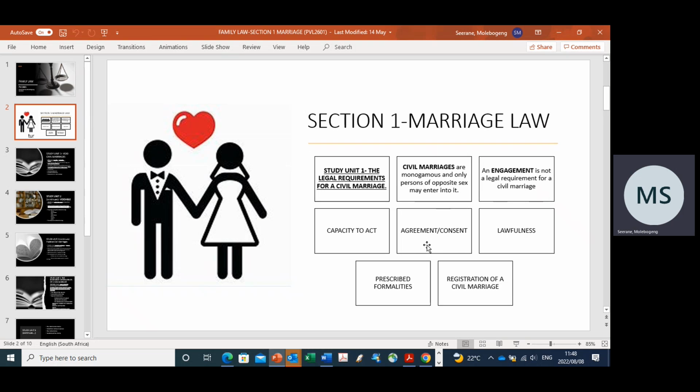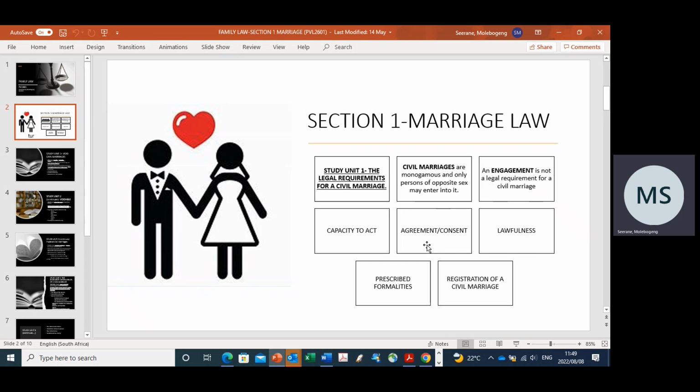Separated adopted children who are not related to each other within the prohibited degree may marry each other. An adopted child may marry their stepbrother or stepsister, provided they are not related to each other within the prohibited degrees of relationships. Meaning, for example, if you are adopted and you have a stepbrother or a stepsister, you can get married to them, but only when you are not within the prohibited degree of relationships.